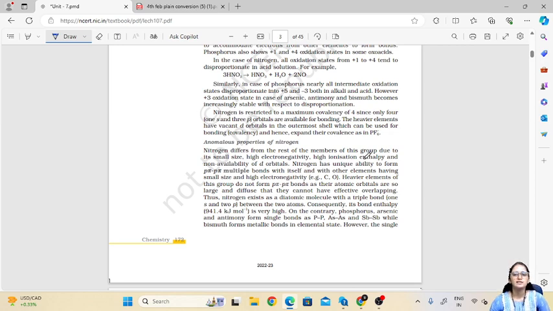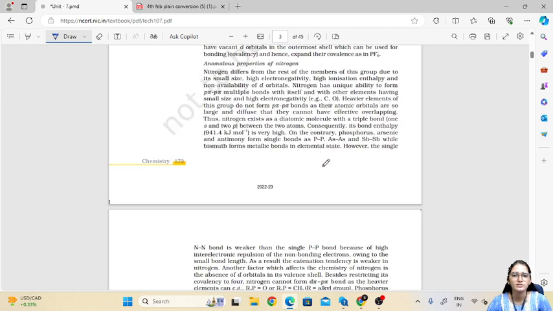So the covalency of nitrogen is only 4 because only 4 orbitals are available for bonding, and there is no involvement of the higher orbitals. That we will see in this concept, anomalous properties of nitrogen, which is a very important concept in this chapter. So what do anomalous properties mean? Anomalous properties or anomalous behavior is a different behavior shown by an element.